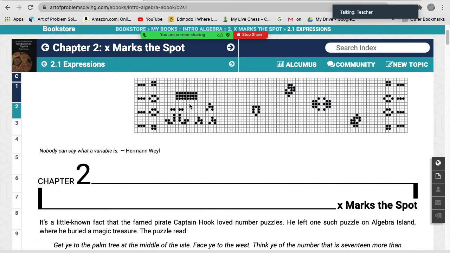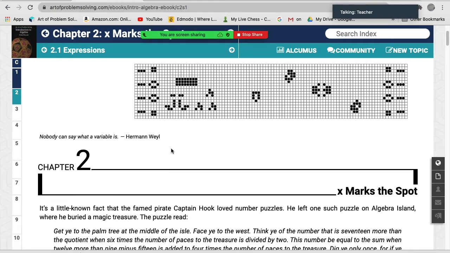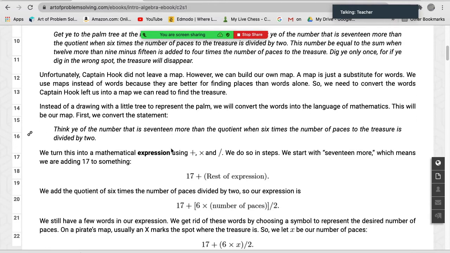So now let's go to the second chapter. In this chapter we'll learn about expressions, and we will also start to use variables. We use x to mark the spot. Then we try to convert from arithmetic to algebra. So this chapter is actually very important.